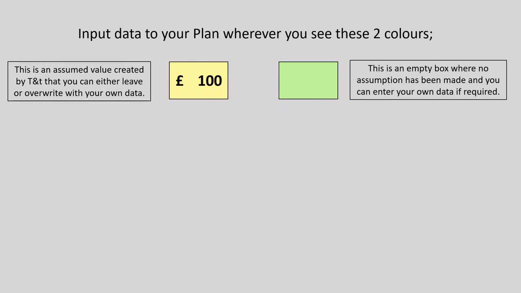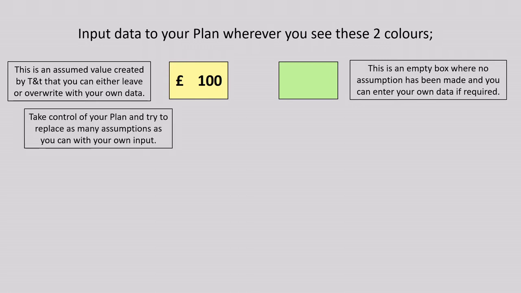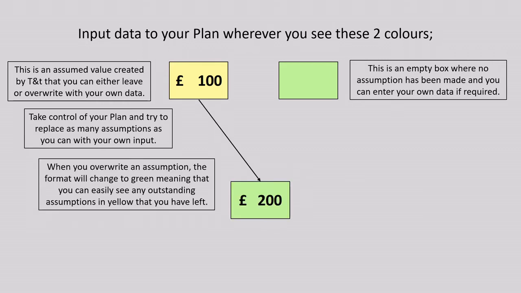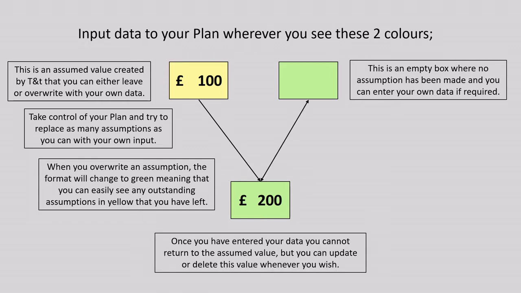If you see a green box, then no assumption was necessary and the field has been left blank for you to complete if and when required. Ideally, you should be aiming to gradually replace all the assumptions so that your plan is driven by your input and your choices. For this reason, please note that once you've overwritten an assumption with a value, the format of the box will change from yellow to green, meaning that you can easily see any remaining assumptions in yellow.